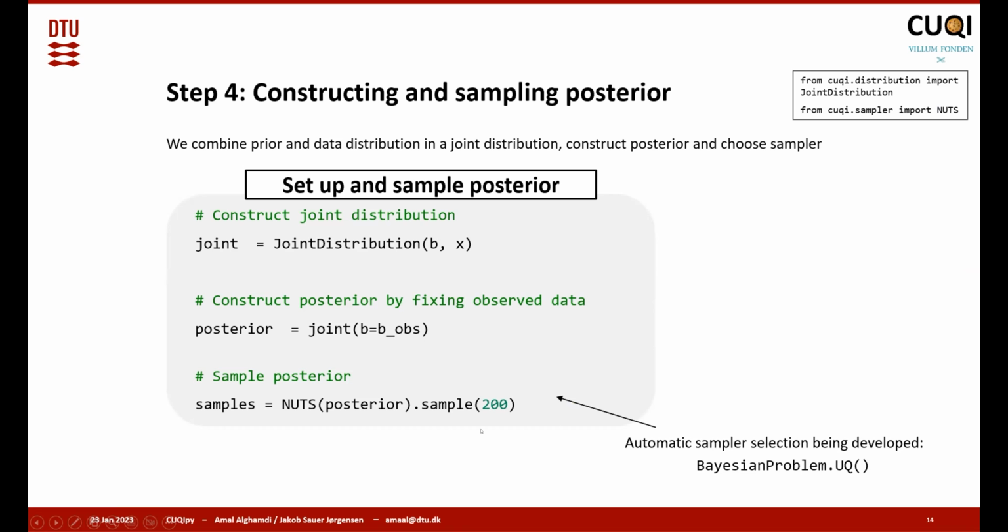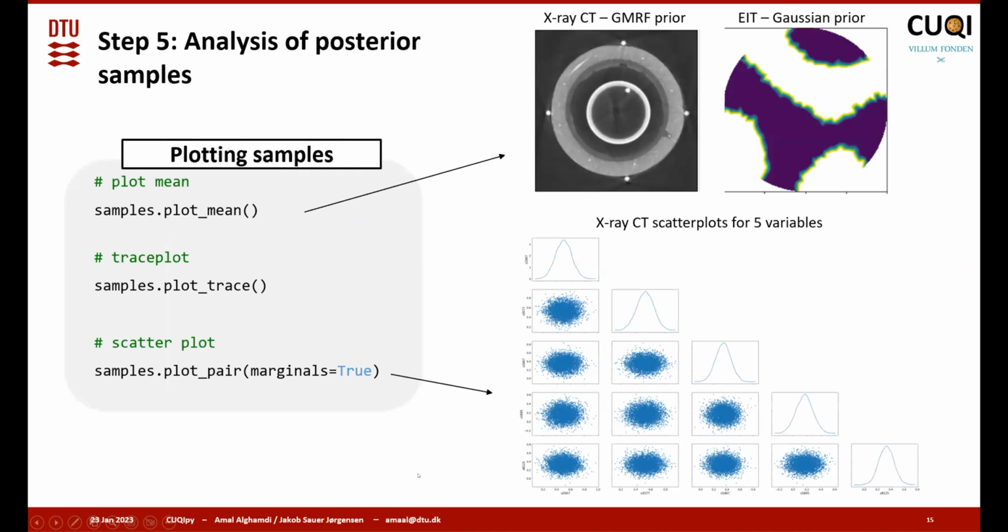And we also have work in progress for the UQ method for the Bayesian problem class, which is able to identify some structures and propose what is the best sampling method for these structures. And for the CT problem here, we use the linear RTO, and then for the Poisson problem, we use PCN.